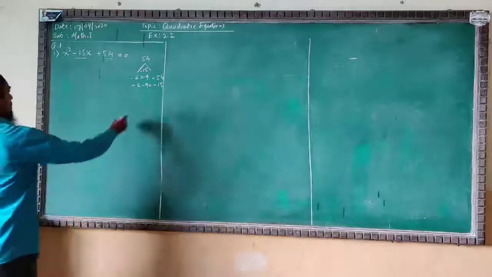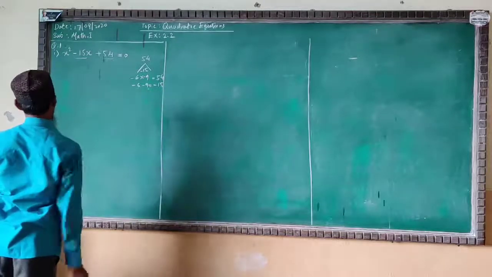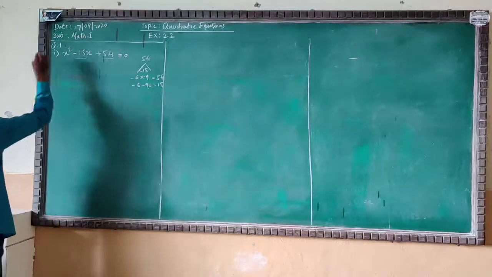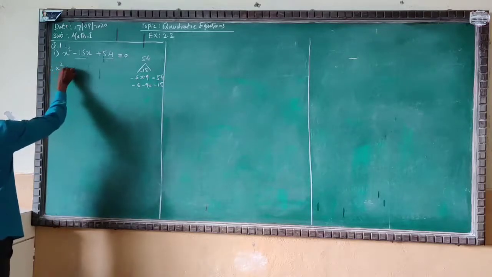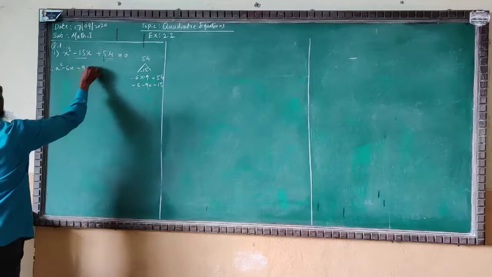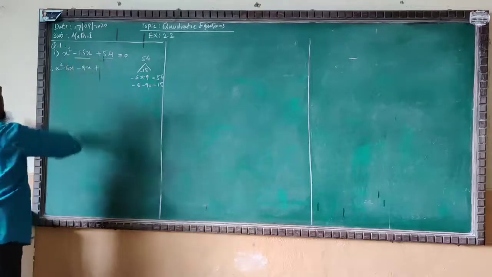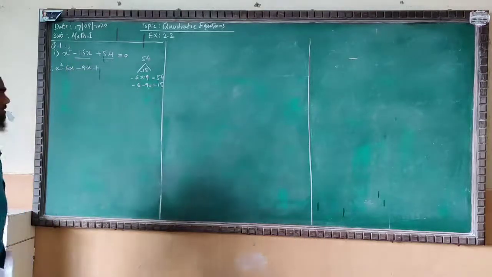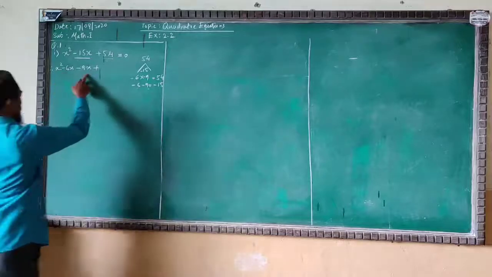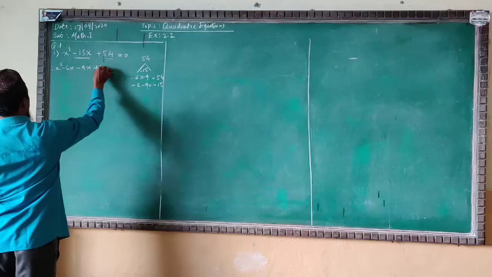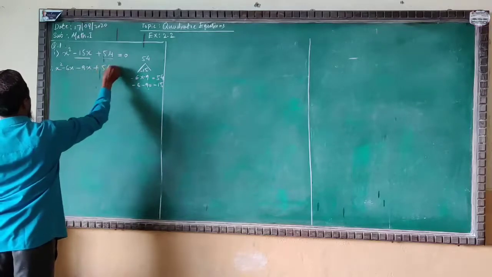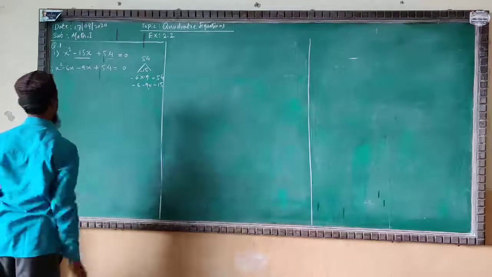So we will take these with the variable. See how to solve it and how to write this. x square minus 6x minus 9x. In the place of minus 15x, we will write minus 6x and minus 9x. And the last term we will write as it is, plus 54 equal to 0.